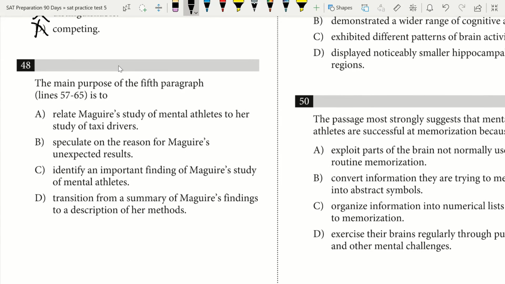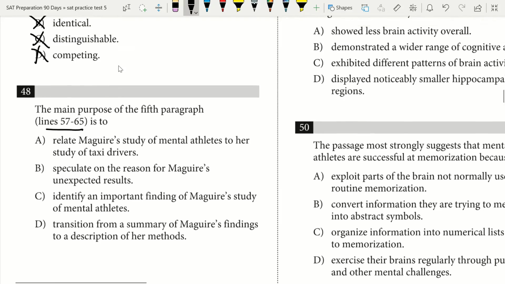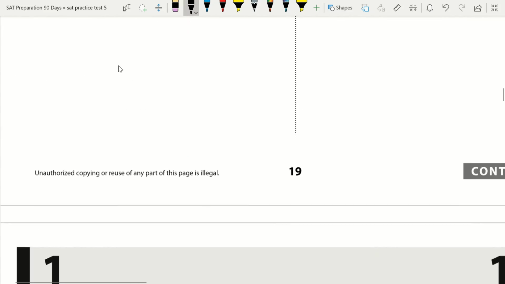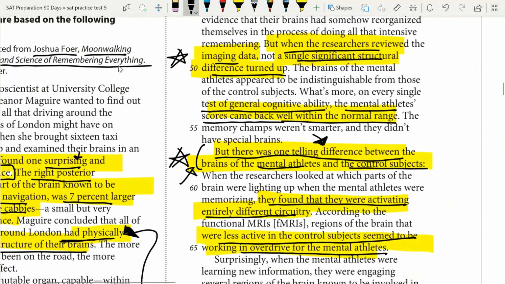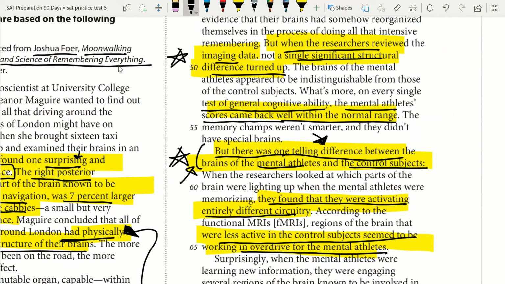The main purpose of the fifth paragraph in lines 57 to 65 is to do what? Well, let's go take a look at that fifth paragraph, lines 57 to 65. Anytime we're directed to lines, we want to use that to our advantage. We see that we're talking about that one telling difference between the brains of the mental athletes and the control subjects. I'll put it in red so you can see where I'm pointing. We see that they found that they were activating different circuitry.